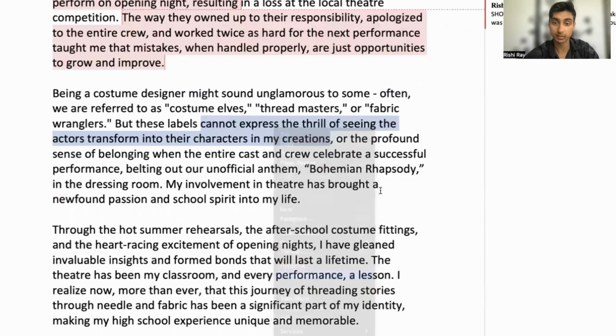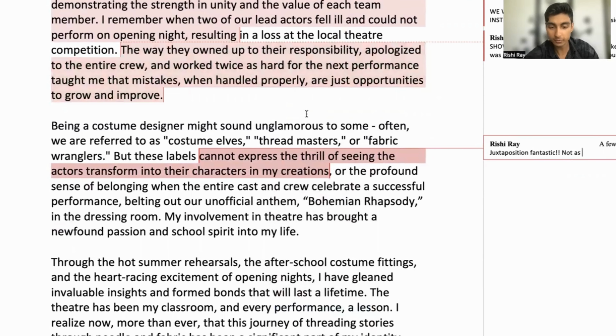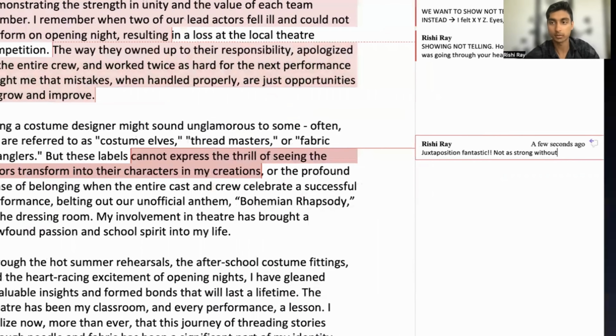So this is fantastic in terms of taking that reader from the moment of, okay, this is what a costume designer is, and then this is why I love this. This is the excitement. But it doesn't hit as hard unless you have that vividness before it, right? That vivid imagery. So it's not as strong without imagery before.